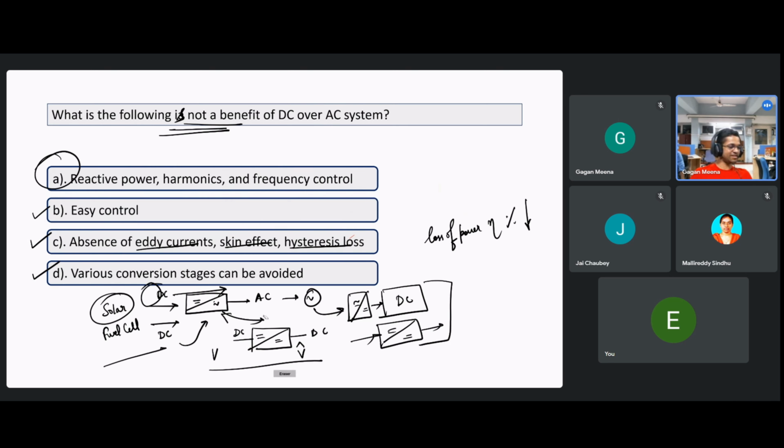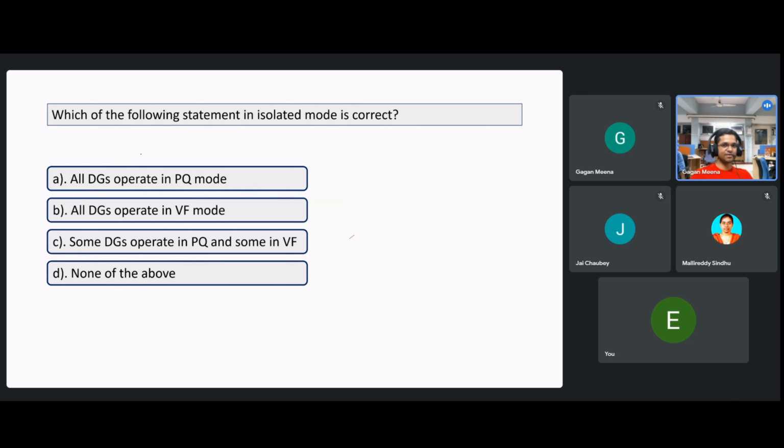Let us move to the next one then. Which of the following statements in isolated mode is correct? This is for the microgrid control. In isolated mode, so in islanded mode, which type of controls are available?